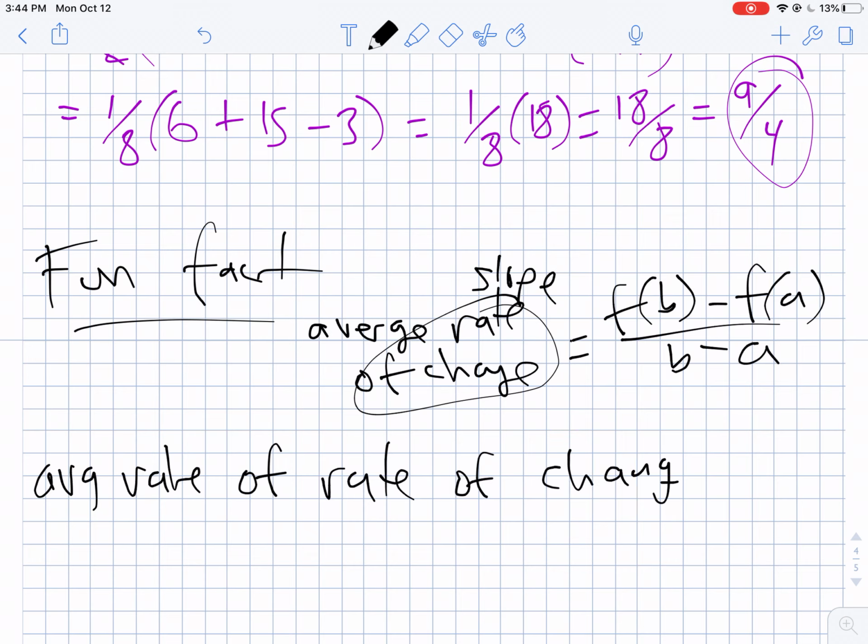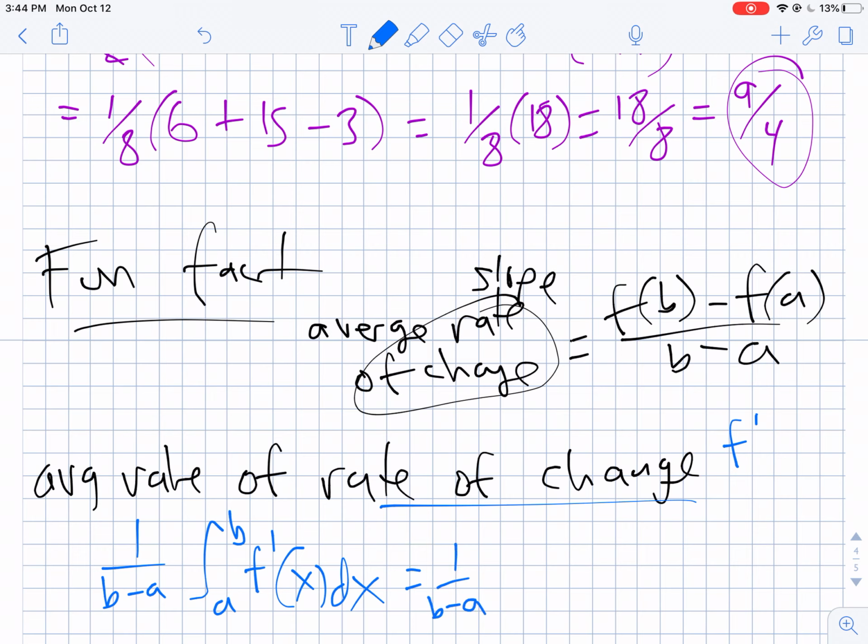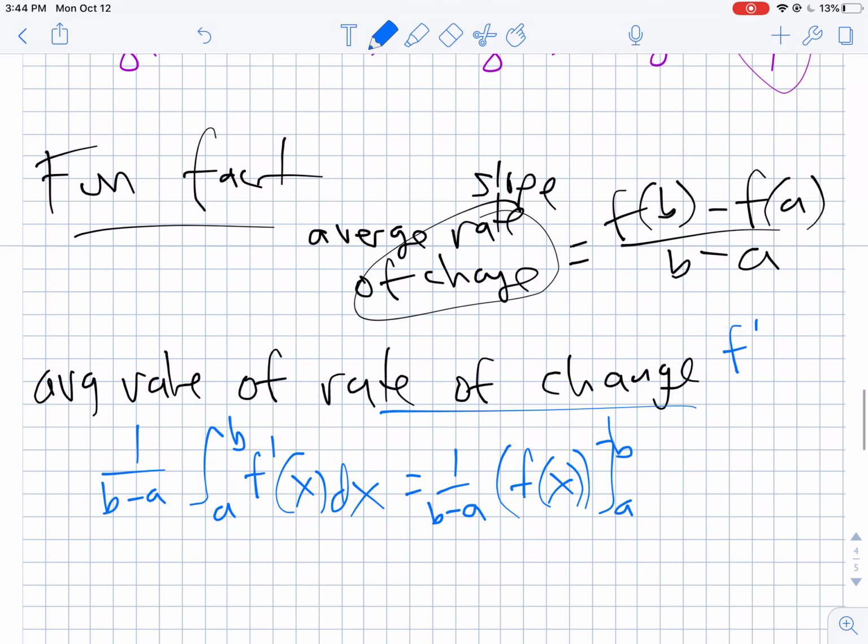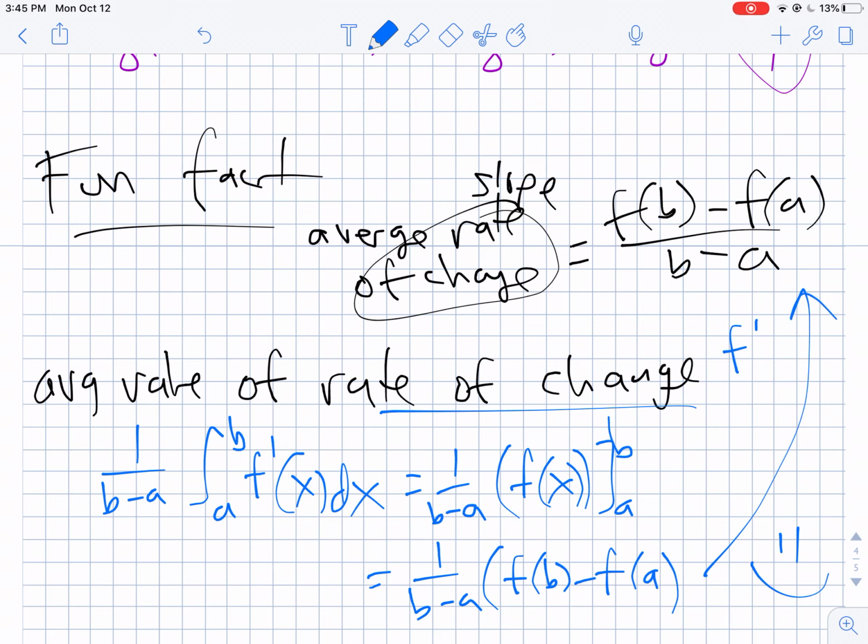The average value of the rate of change. Well, the rate of change, of course, is just f prime. So if you find the average value of f prime, that's 1 over b minus a times the integral a to b of that f prime. Now, how do you integrate f prime? Well, you get f of x, going from A to B. So you can see right there, this is just 1 over B minus A times f of B minus f of A. Oh my goodness, that's this equation. It worked. Okay. So that's where you got this average rate of change formula, by just doing the average value of f prime. Okay, so this is pretty cool.